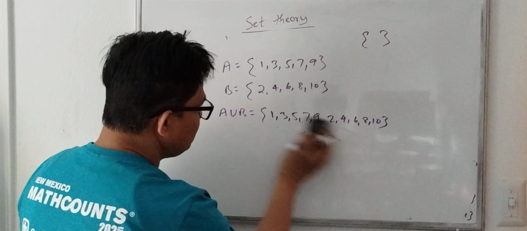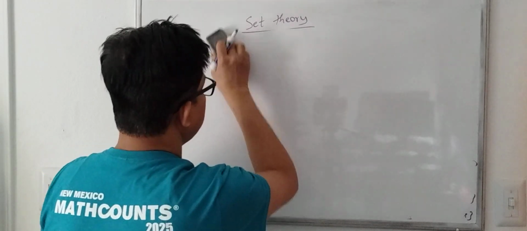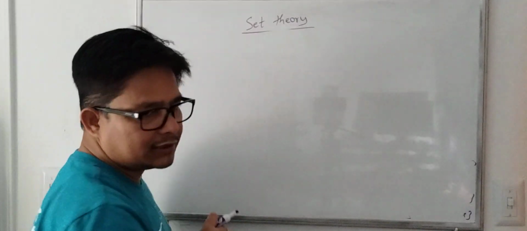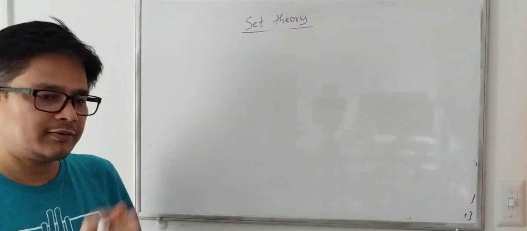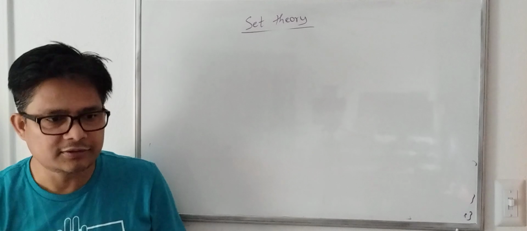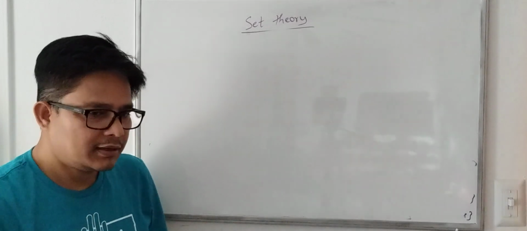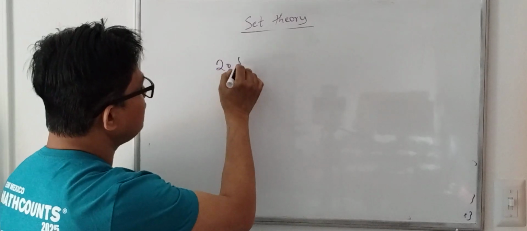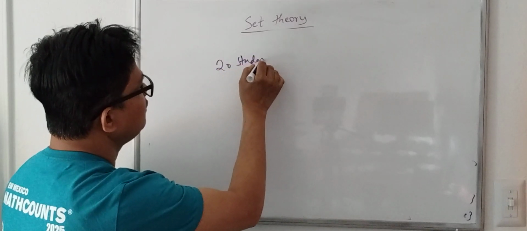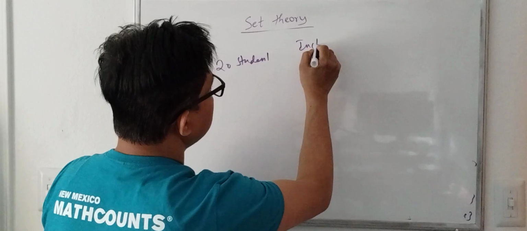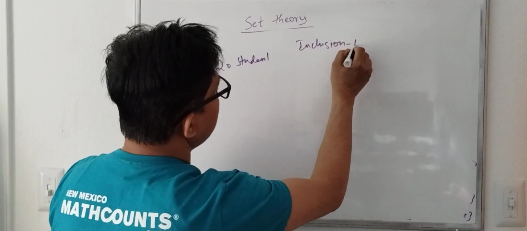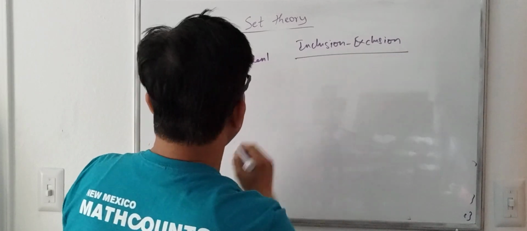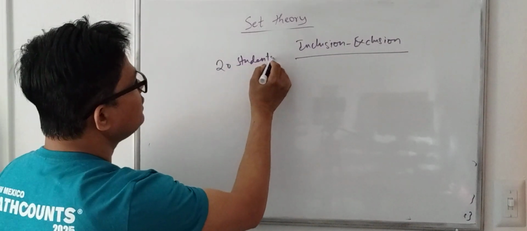Now we are going to talk about the inclusion and exclusion concept here. Okay. So let's talk about an example before, like the example is related to inclusion and exclusion. In a class, there are 20 students, okay? Inclusion and exclusion. Okay, there are 20 students.